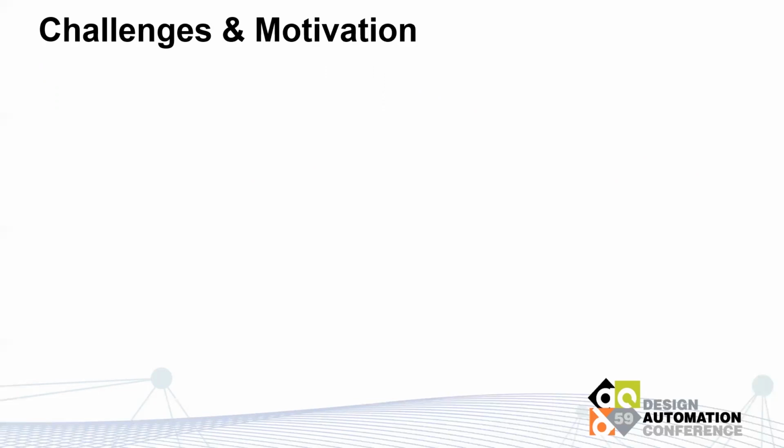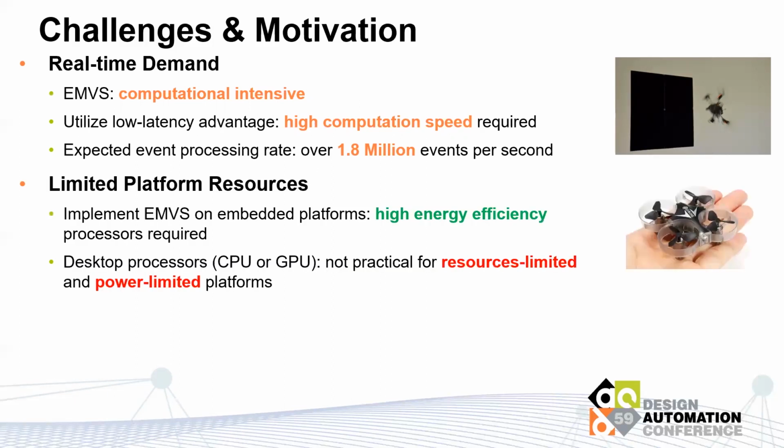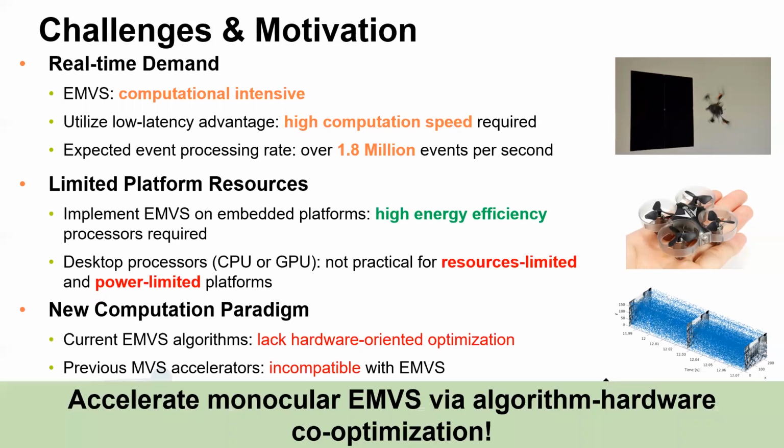Overall, we can summarize the challenges for deploying monocular EMVS on each device here. Firstly, EMVS is computationally intensive, so the computation speed of the system needs to be fast enough to meet the real-time operation requirement. Secondly, to unlock the potential of EMVS on embedded platforms, we need processors with high energy efficiency instead of desktop processors. Thirdly, due to the new computation paradigm introduced by event cameras, current EMVS algorithms lack hardware-oriented optimization, and previous MVS accelerators are incompatible.